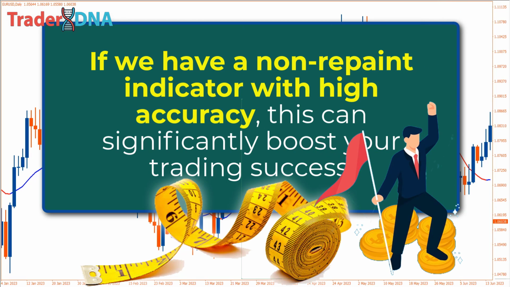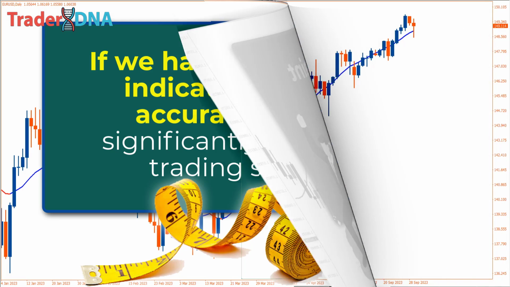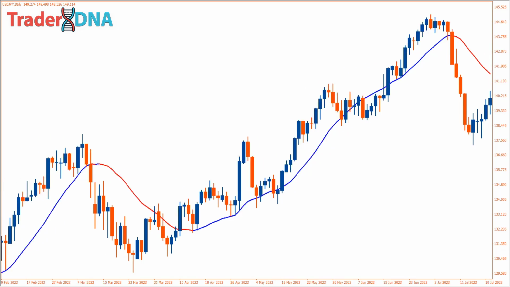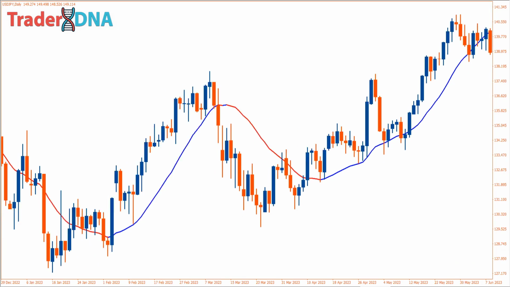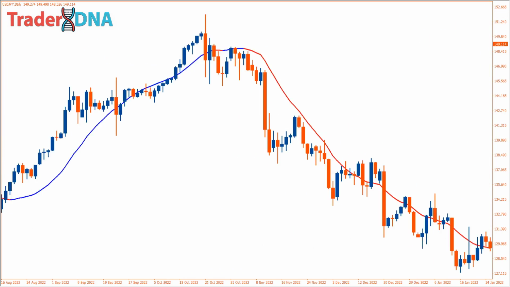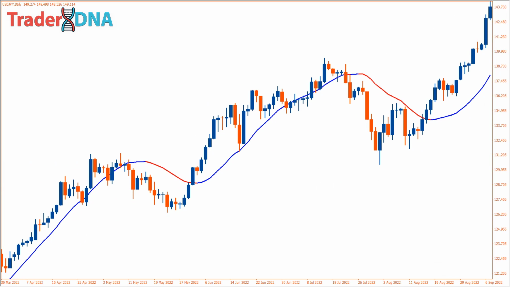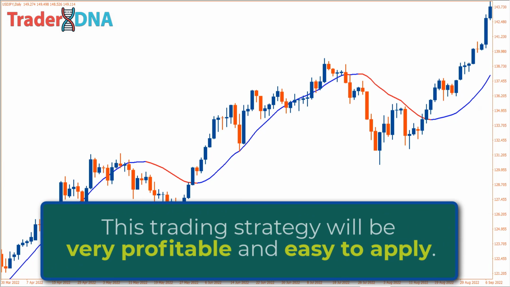Let's explore the advantages of this non-lag moving average indicator. As you can see, this indicator provides signals that change the color of the moving average line from blue to red, or vice versa, from red to blue. It's clear that the signals generated by this non-repaint indicator are quite accurate and can lead to significant profits when compared to losses from false signals. From just this information, you can conclude that this trading strategy will be very profitable and easy to apply, even if you're a novice trader.